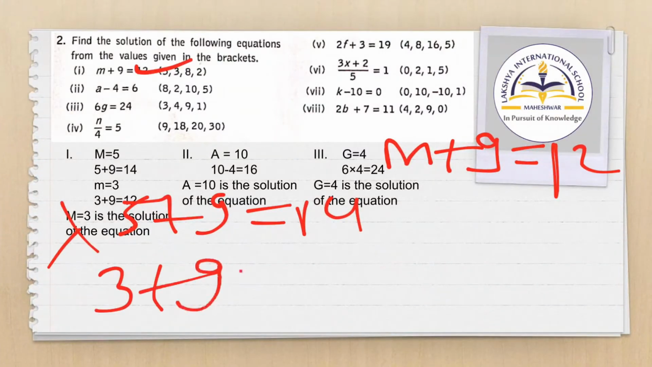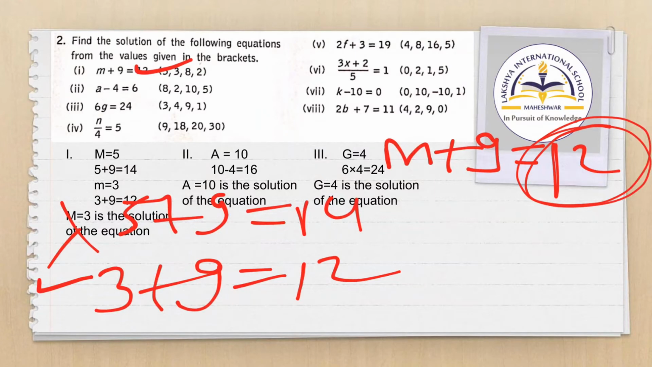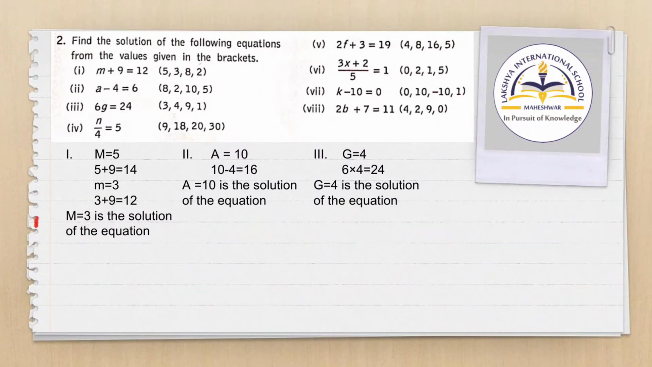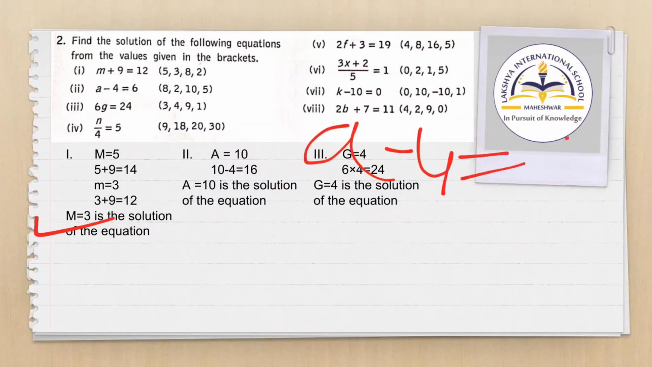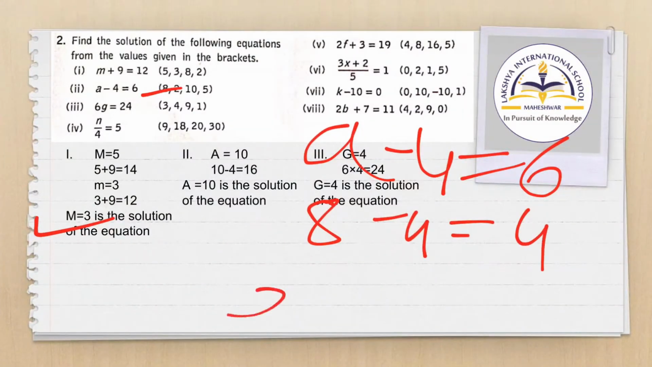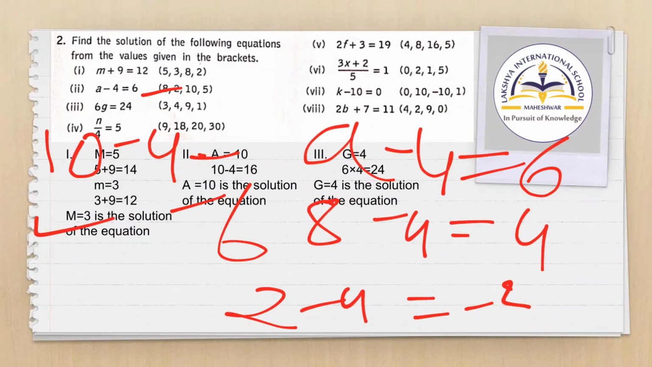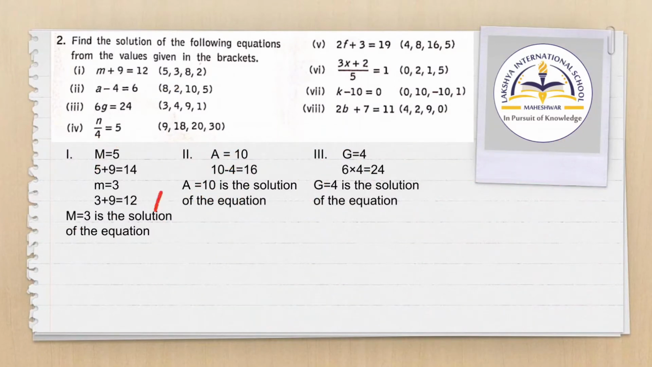Then 3 plus 9 equals 12. This condition is satisfied, means the value of m equals 3. So we have to write m equals 3 is the solution of the equation. So you have to put all the values given in the question and find out which value will be our answer. Now a minus 4 equals 6. Here 8 minus 4, 4, no. Then 2 minus 4, minus 2. Then 10 minus 4 equals 6. So 10 will be our answer.